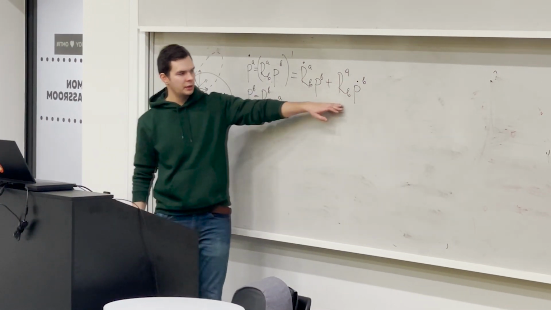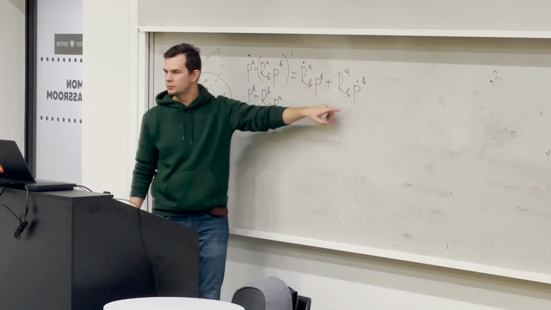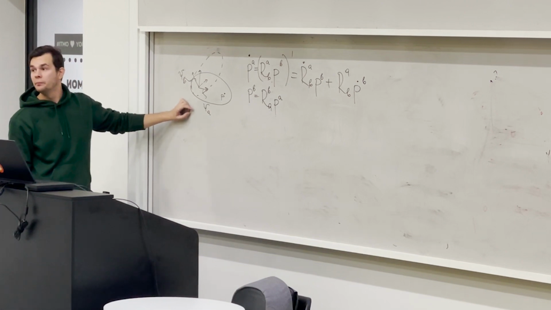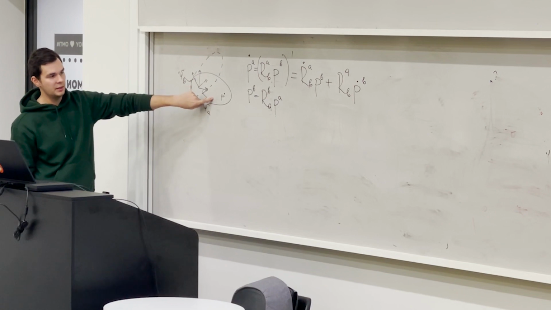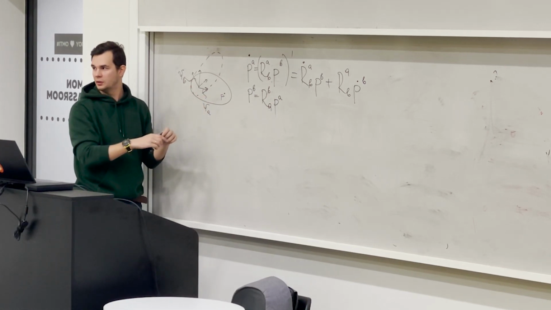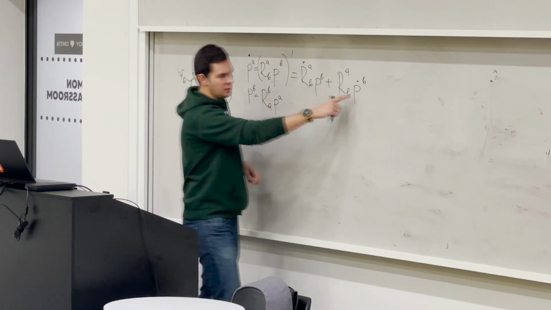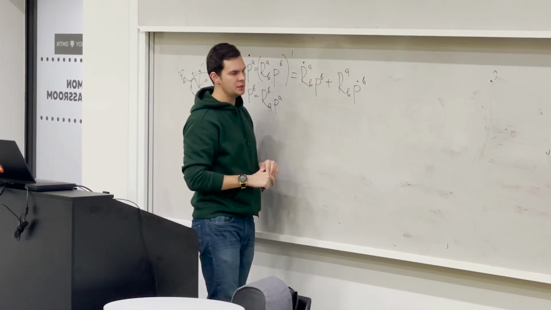What do you think about that? What will it be? It will be zero, because we consider that it is a rigid body. The distance between them does not change, so it is a constant. The derivative of a constant will be zero.